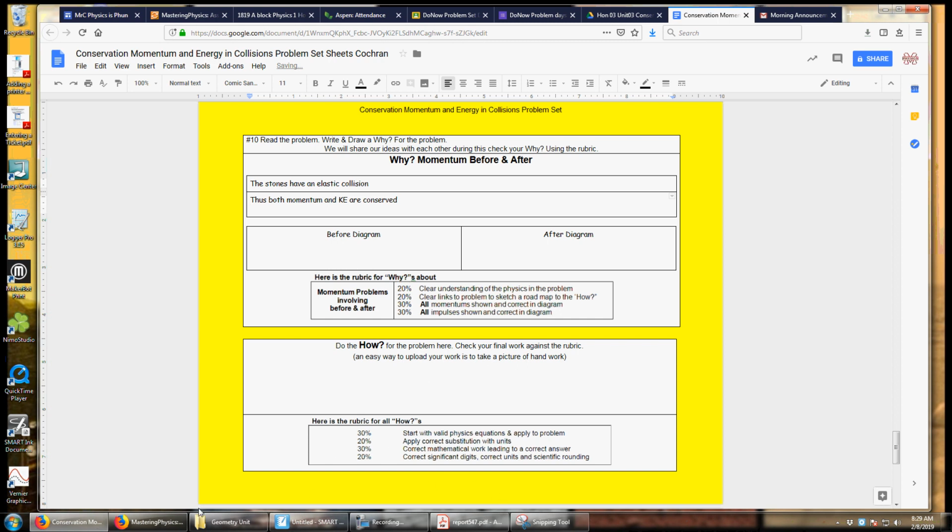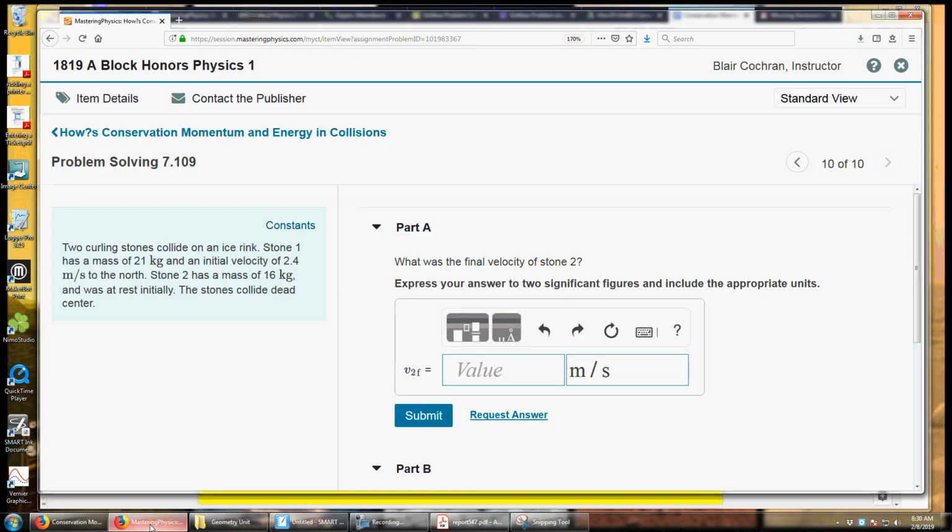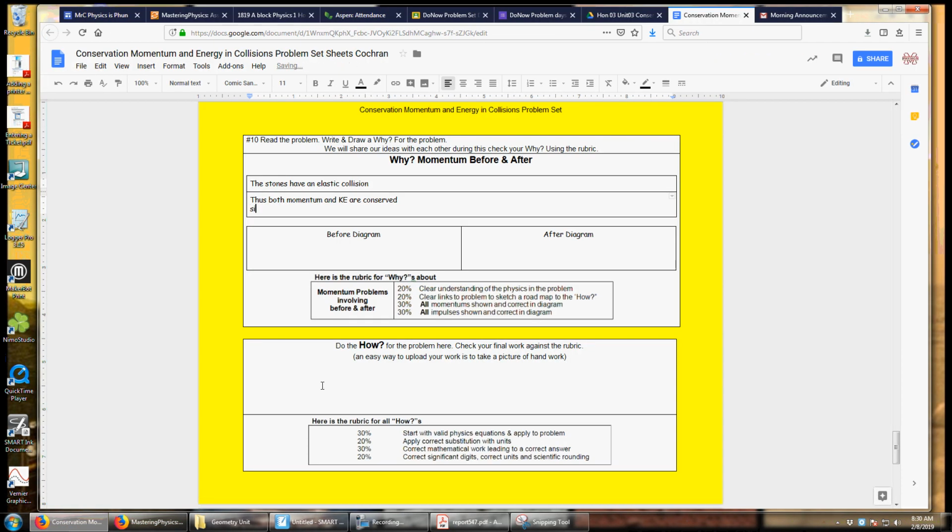And let's see. Heavier one hits a lighter one. Since the moving stone is heavier than the resting stone, I think it will continue forward after the collision. All right, so that's the written part of my why.